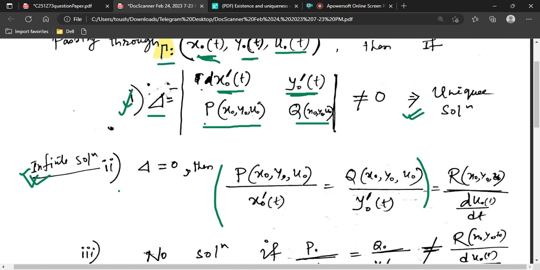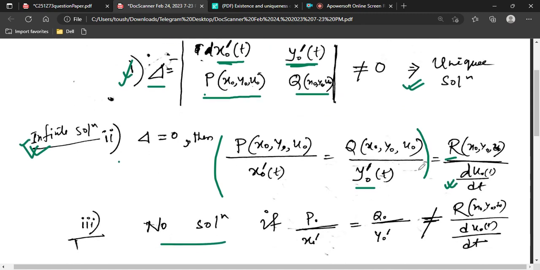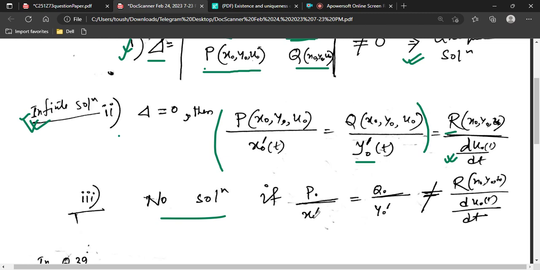Now if the determinant is 0, then we check whether these are equal: p0 by x0 dash, q0 by the derivative of y0, and r0, where r0 means r at the point (x0, y0, u0), divided by the derivative of u0. If these three are equal, then there exist infinite solutions. But if p0 by the derivative of x0, q0 by the derivative of y0 is not equal to r0 by the derivative of u0, then there exists no solution.